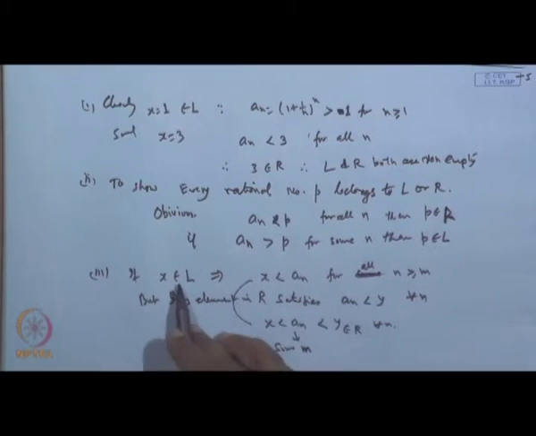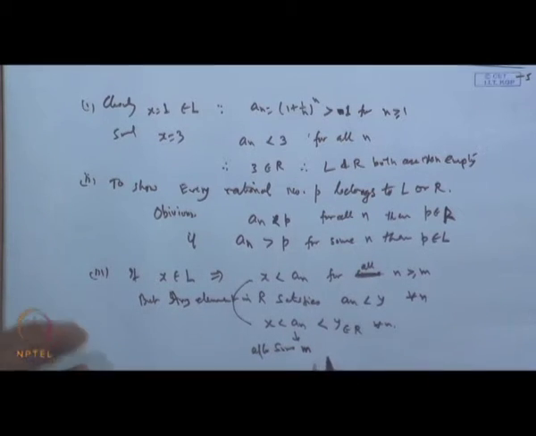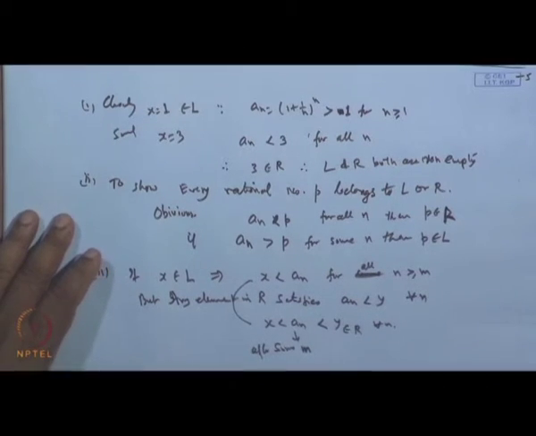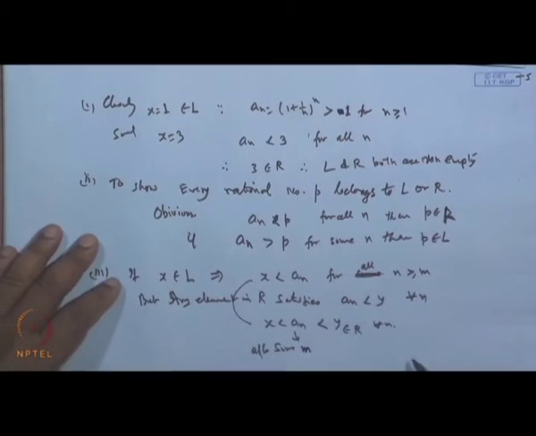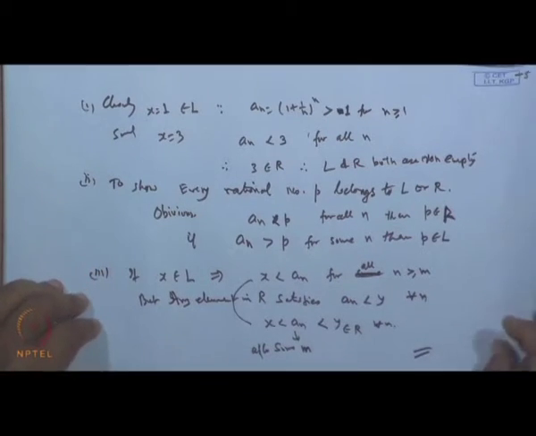So, any element in the lower class will always be less than the elements in the upper class. Okay. So, this shows the property. So, all the conditions are satisfied for Dedekind's theorem. Okay. All requirements of the Dedekind's theorem are satisfied. So, this is done. Let us see the next problem.